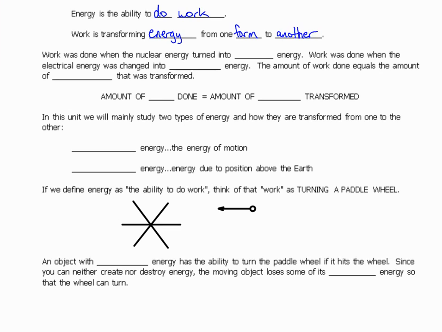Work was done when the nuclear energy turned into heat energy. Work was done when the electrical energy was changed into light energy. The amount of work done equals the amount of energy that was transformed. The amount of work done is equal to the amount of energy transformed.